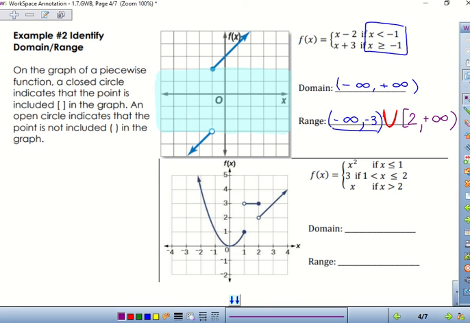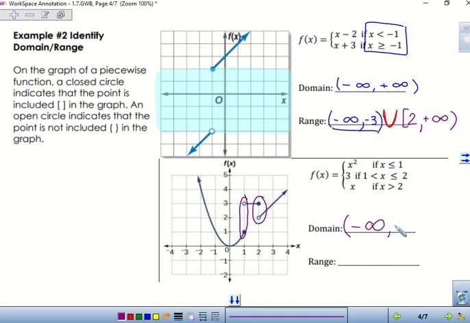Okay. Now for the next one, you see how every one of these intervals picks up where the other one leaves off? And you see how if we go across, every single time we have an open circle and a closed circle, they always line up with each other? Everybody see that? So it picks up where the other one leaves off. So there's no holes in the domain.